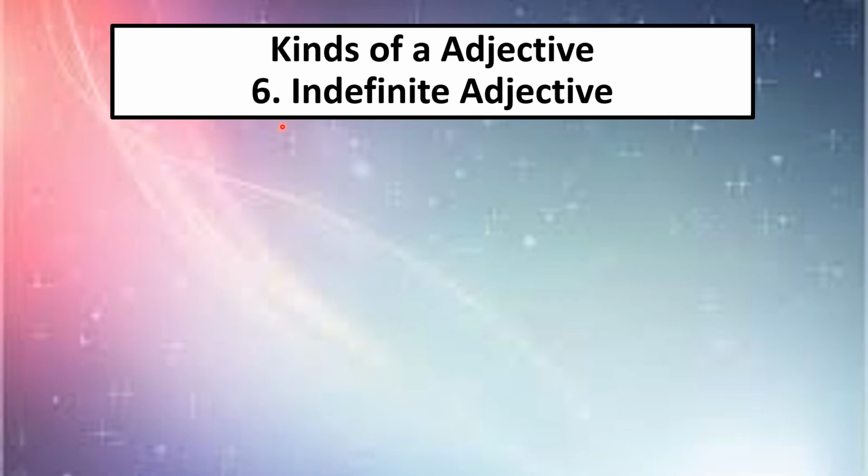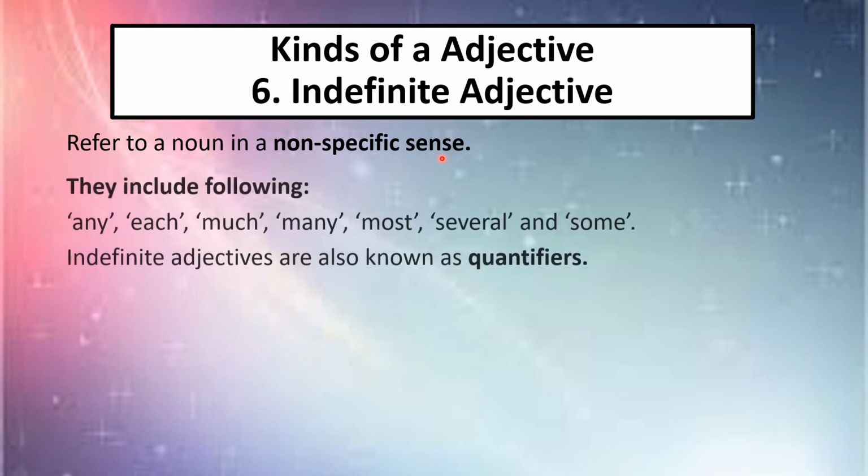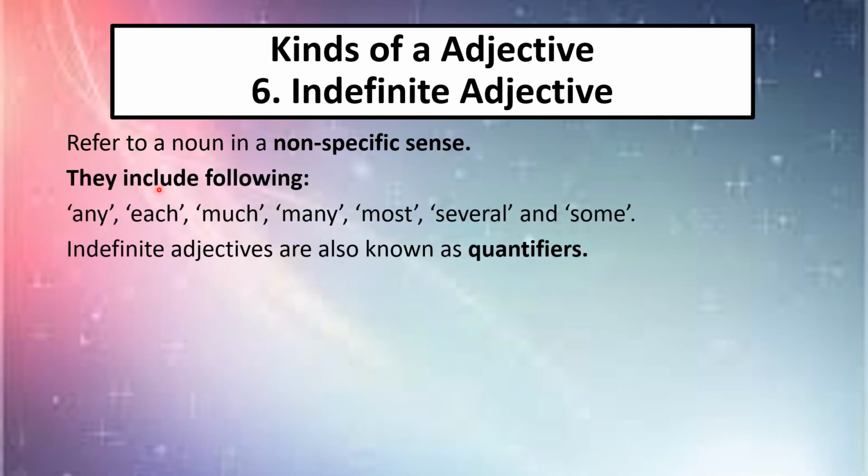Let's move on and talk about the sixth kind of adjective, which is known as indefinite adjective. Indefinite adjectives refer to a noun in a non-specific sense. And following are the indefinite adjectives: any, each, much, many, most, several, and some. Indefinite adjectives are also known as quantifiers.